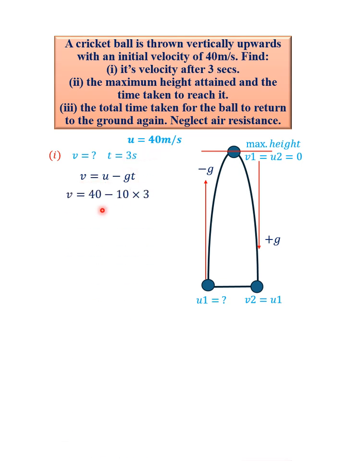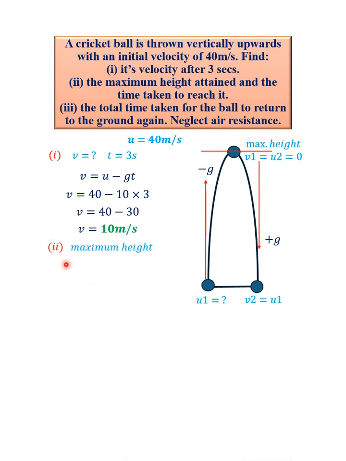So if we put the values, we have that v equals 40 minus the general value for acceleration due to gravity, which is approximately 10. So we have 10 times 3. So this becomes v equals 40 minus 30. And so the velocity after 3 seconds is 10 meters per second in this particular case. So we are done with number 1.